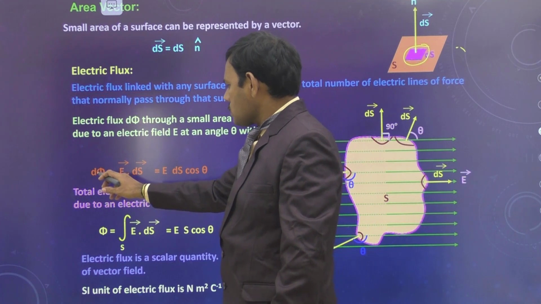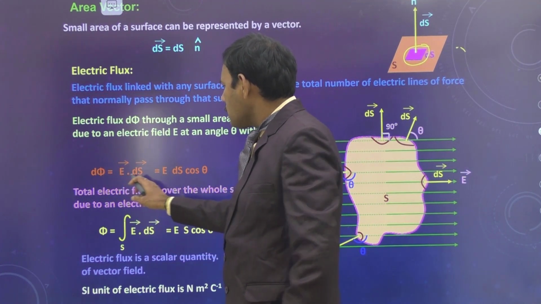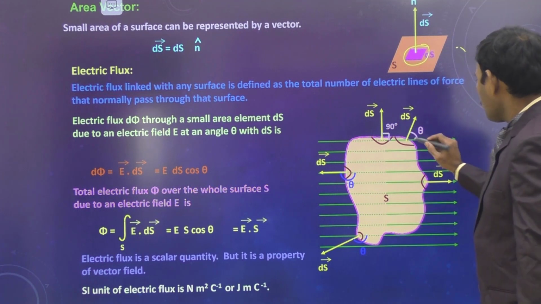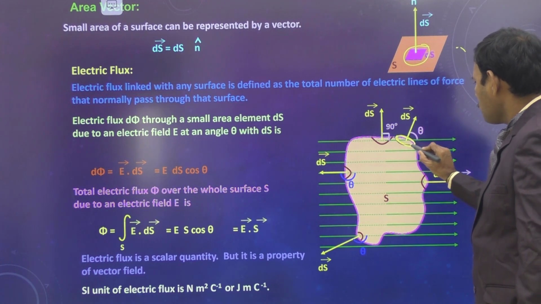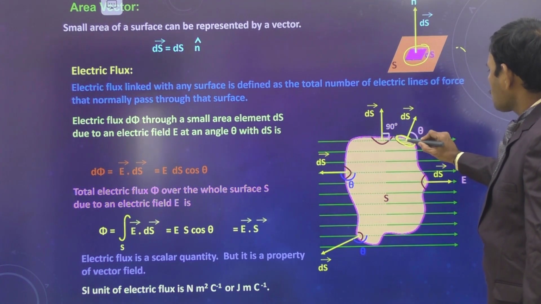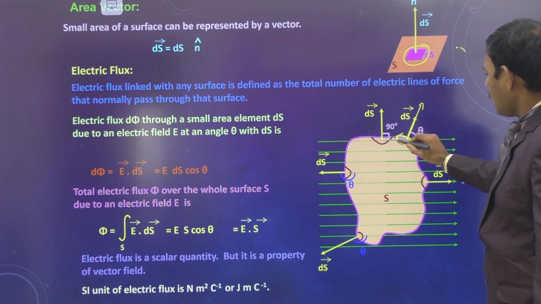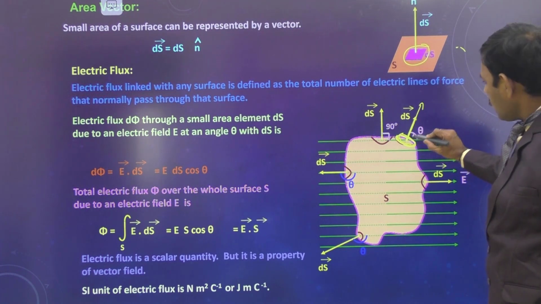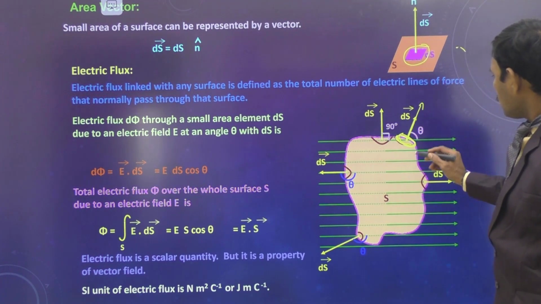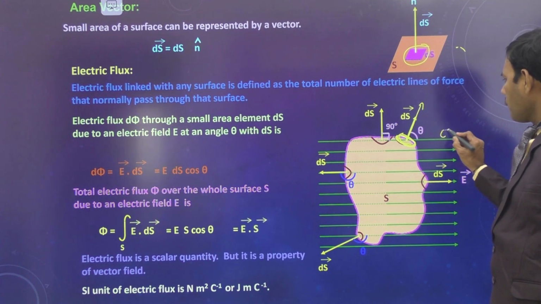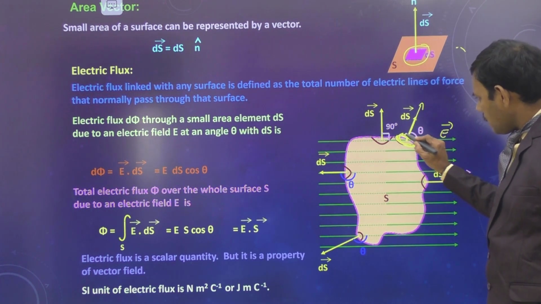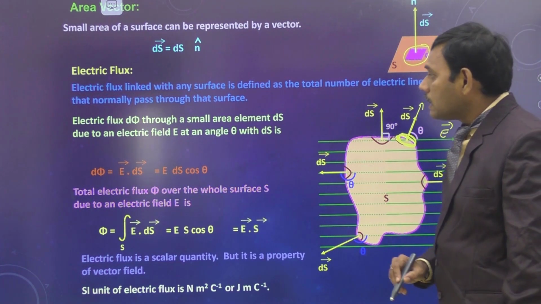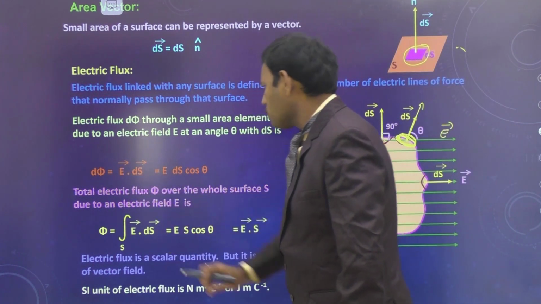So the electric flux through a very small area is given by E bar dot ds bar. Suppose you consider a small area here, a part of the given shape, and ds bar is directed like this. This is the area element whose area is ds and its area vector is ds bar, and the electric field is E bar. The angle between E bar and ds bar is theta. Then the flux passing through this confined area is d phi equal to E bar dot ds bar.